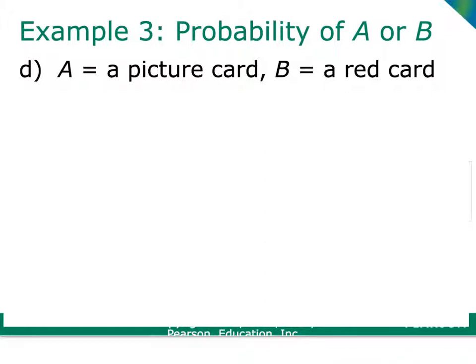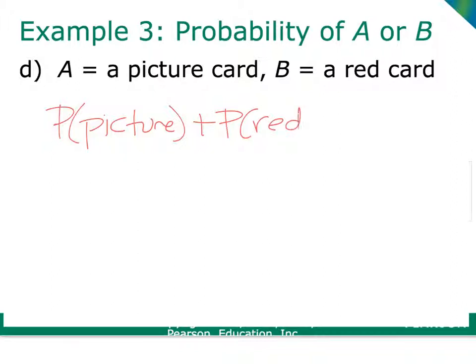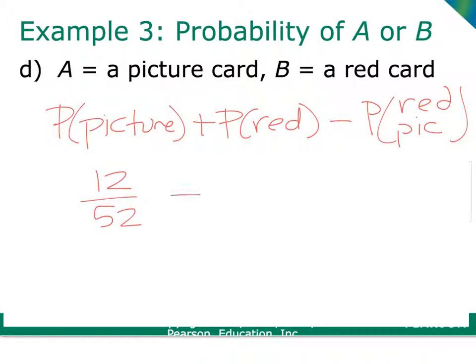So the probability of a picture card or a red card, you have to find the probability of a picture card plus the probability of a red card minus the probability of red picture cards. Okay, so picture cards are jacks, queens, and kings, and there's 4 suits, so there's 3 in each suit, so that would be 12 picture cards out of 52 cards.